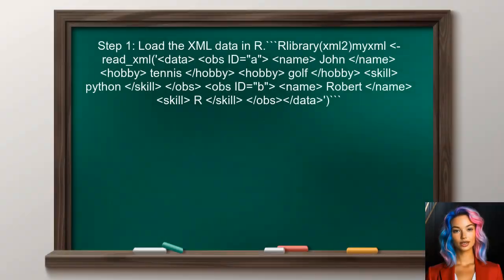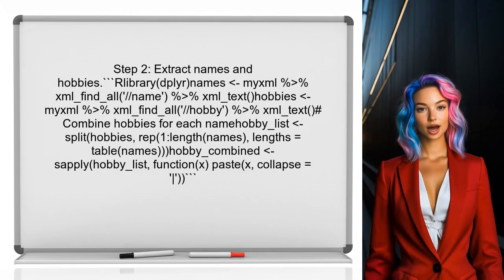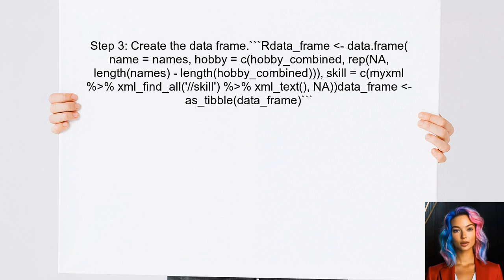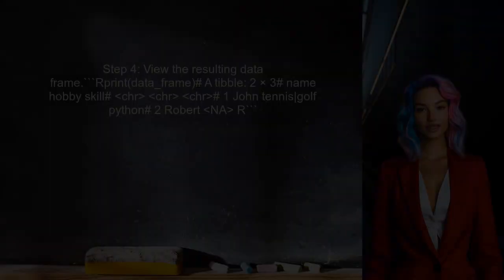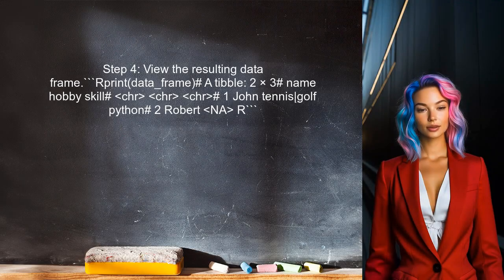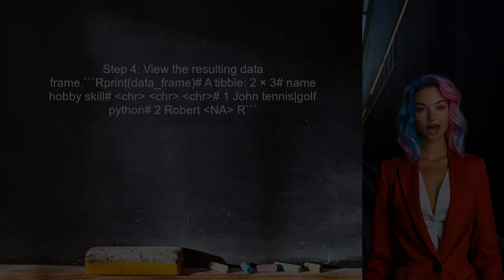To begin, the user should load the XML data using the xml2 library in R. This will allow us to parse the XML structure effectively. Next, the user needs to extract the names and hobbies from the XML. Since hobbies can be multiple, we will combine them into a single string separated by a pipe character. Now, the user should create a data frame that includes the names and the combined hobbies. We will also handle missing hobbies by using NA. Finally, the user can view the resulting data frame. This will show the names, combined hobbies, and skills, with NA where data is missing.